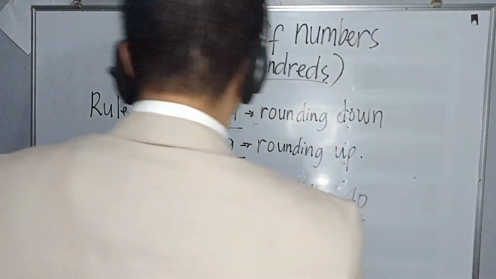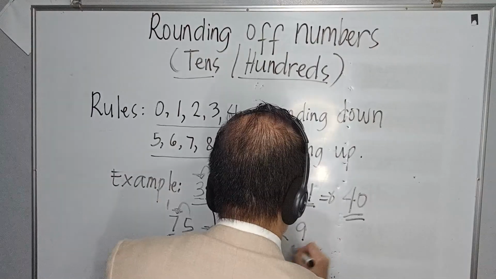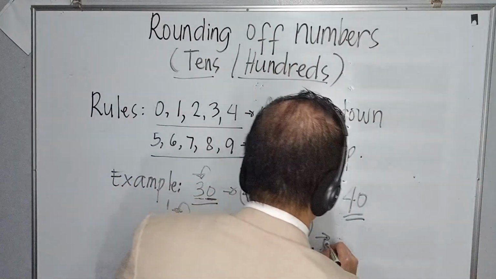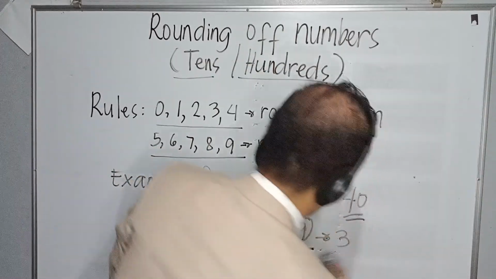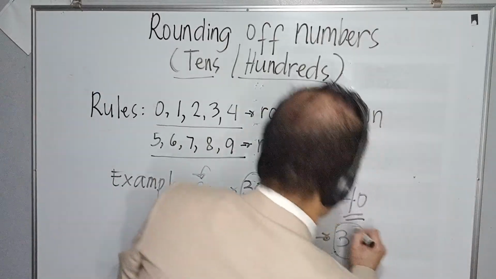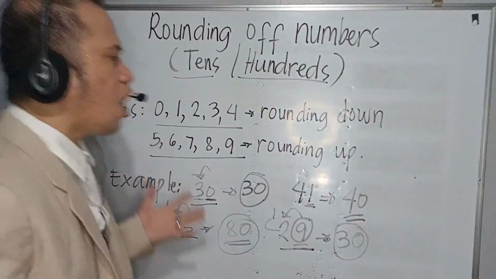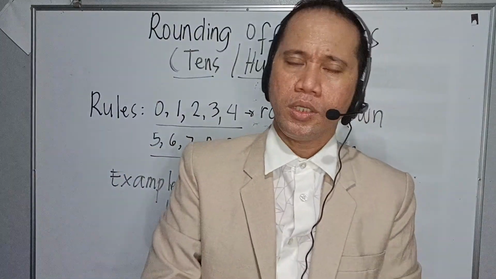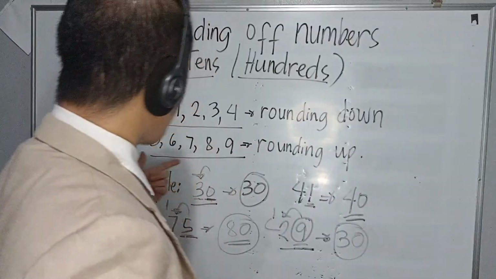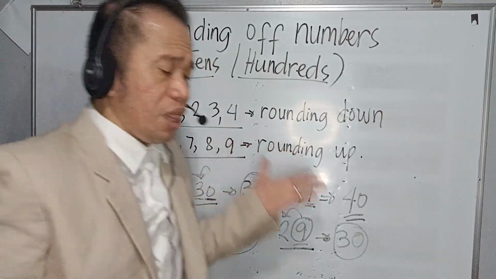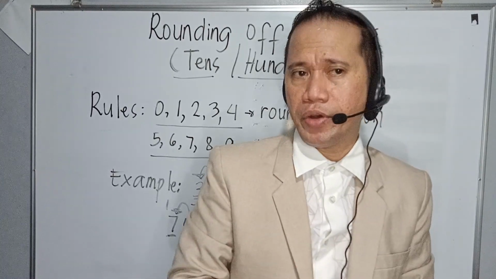Another number, for example, ends with 9. We have 29. Since 9 is rounding up, 9 will give 1 to 2, so 2 becomes 3, and the ones digit automatically becomes 0. So our answer now is 30. This is how we round off numbers to the nearest tens: when the number ends with 0 to 4 it rounds down, and when it ends with 5, 6, 7, 8, 9 it rounds up. Later on, we will discuss how to round off to the nearest hundreds.